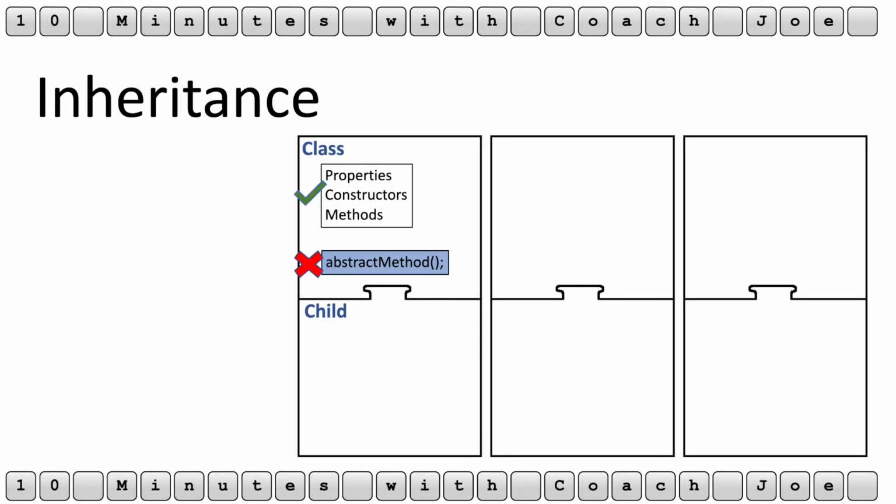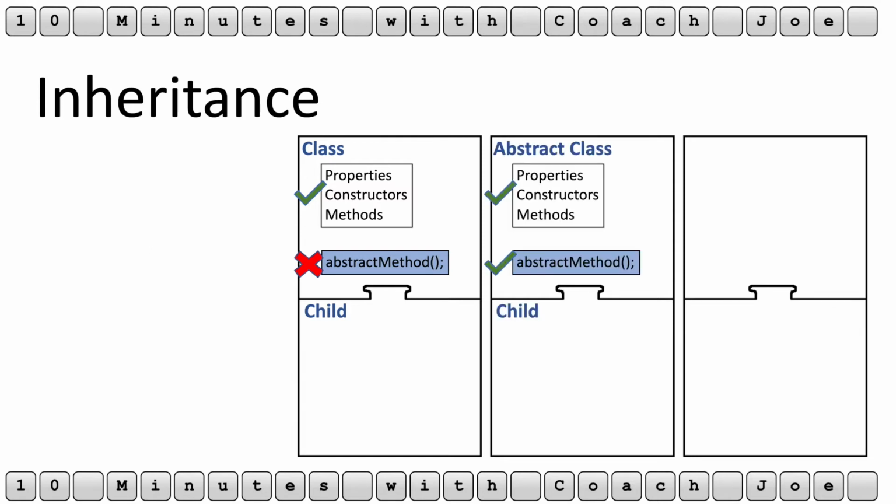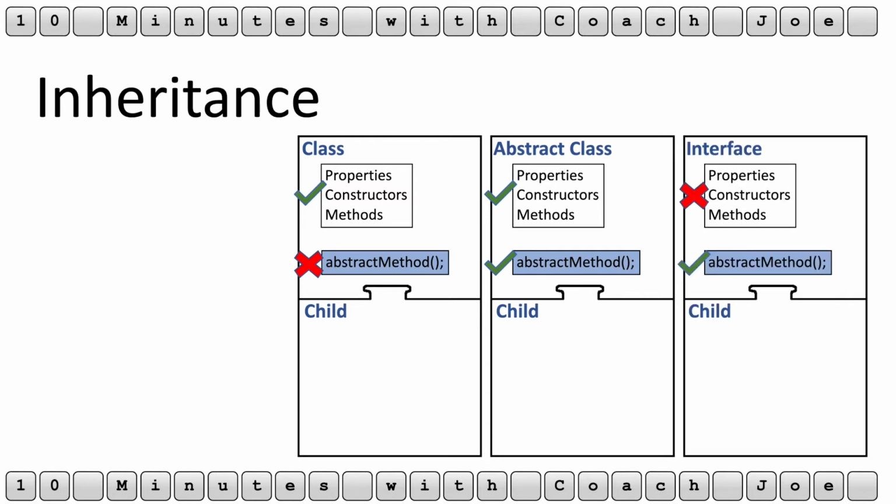A normal class could contain constructors, properties, and methods, but no abstract methods. An abstract class could contain properties, methods, and abstract methods. And an interface could contain only abstract methods.